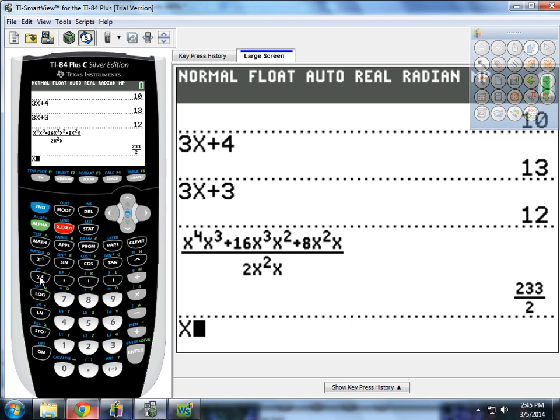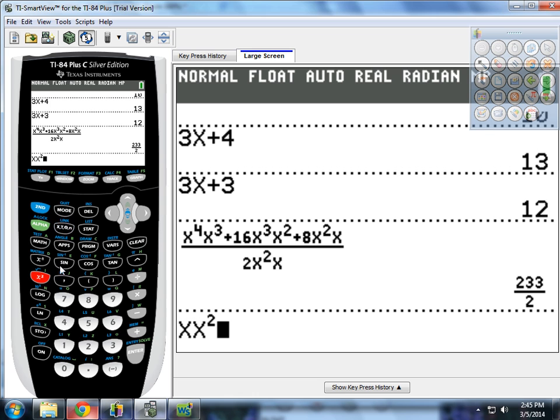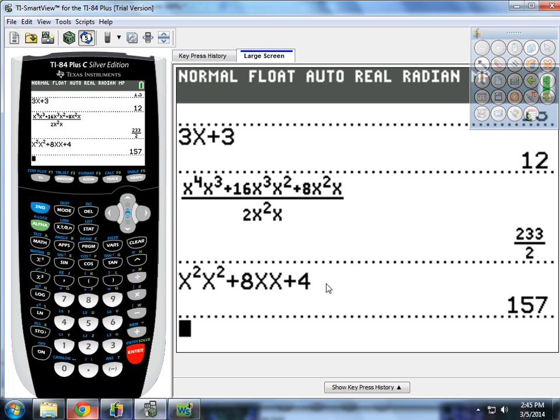You got X squared, X squared. Oops, missed my squared. Okay, there we go. Sorry about that. X squared plus 8, X plus 4. All right, we got 157, not 233 over 2. So let's drop down and try answer D.